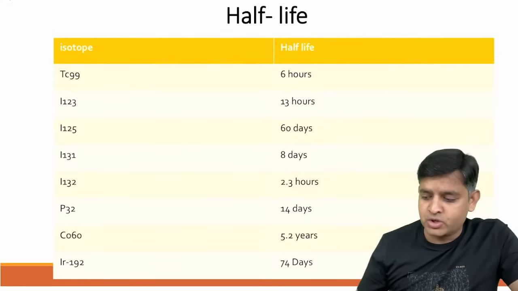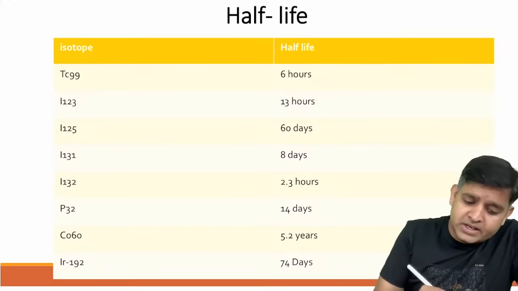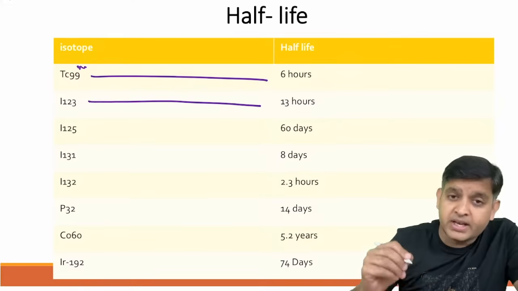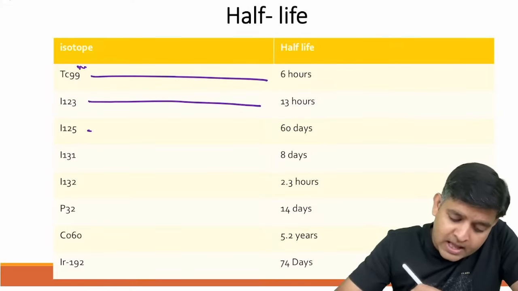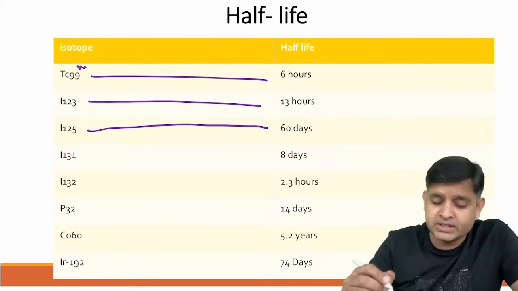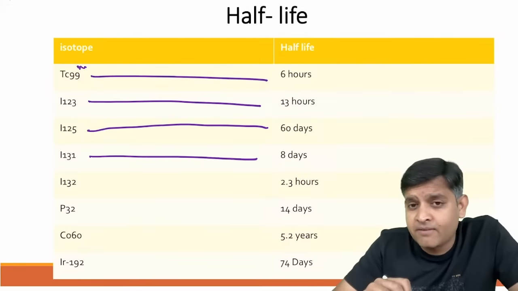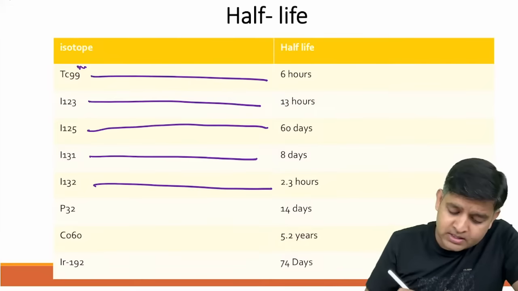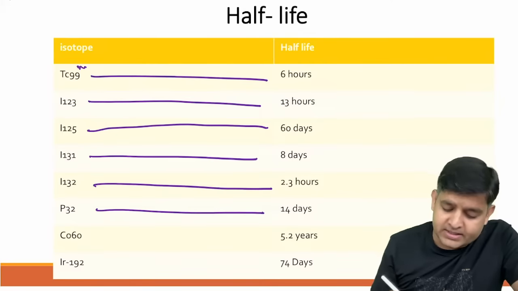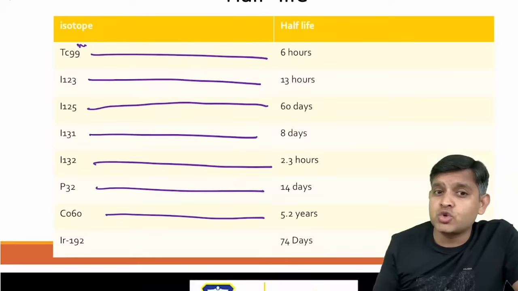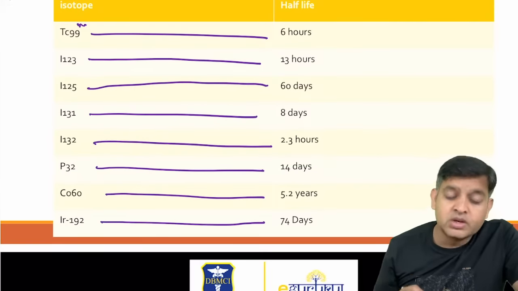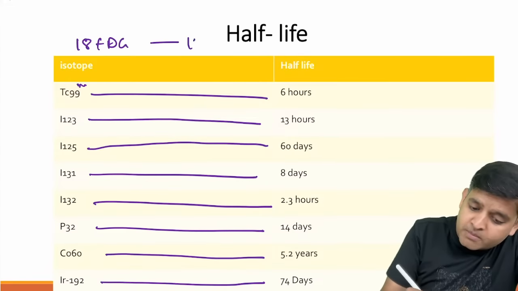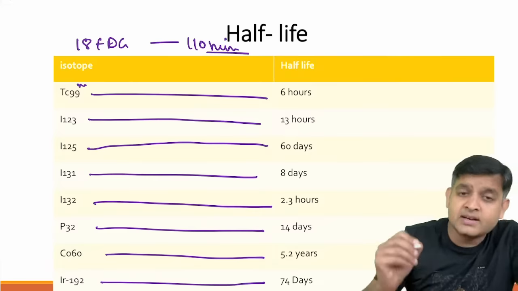Various half-lives that you need to remember. Technetium-99m has a half-life of 6 hours. Iodine-123 has a half-life of 13 hours. Iodine-125 has a half-life of 60 days. Iodine-131 has a half-life of 8 days. Iodine-132 has a half-life of 2.3 hours. Phosphorus-32, 14 days. Cobalt-60, 5.2 years. And iridium-192, 74 days. 18 FDG, somebody has already spoken about it, half-life is 110 minutes.